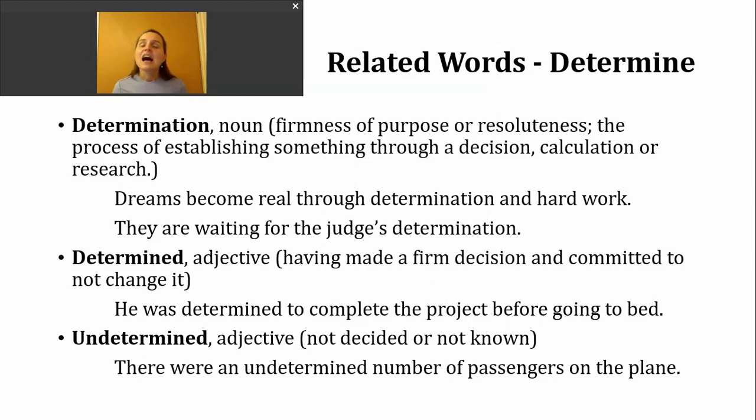Another related adjective is undetermined. And you might recognize that prefix UN, it means not. So here it might mean not decided, so not having made a decision, or not known. Here is an example sentence. There were an undetermined number of passengers on the plane. So here, this would connect, I think, most closely to not known.